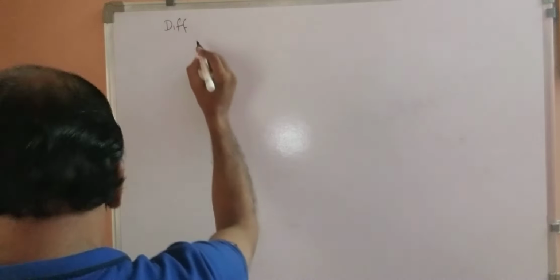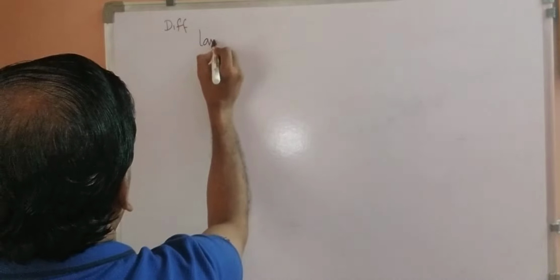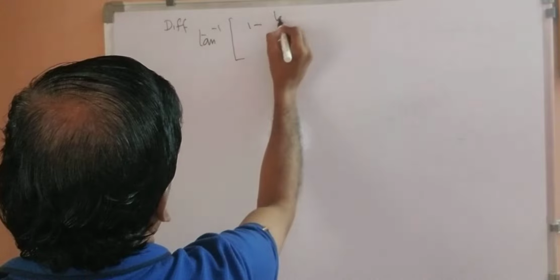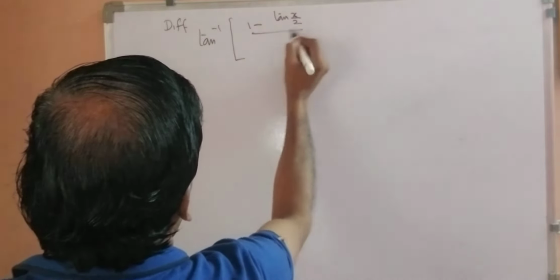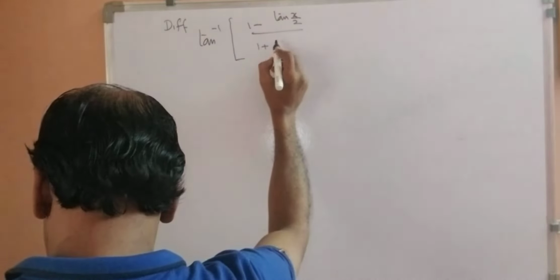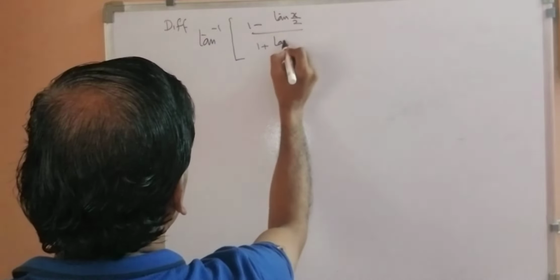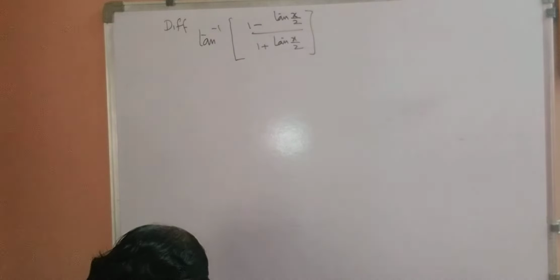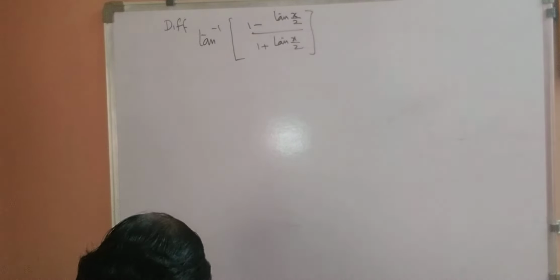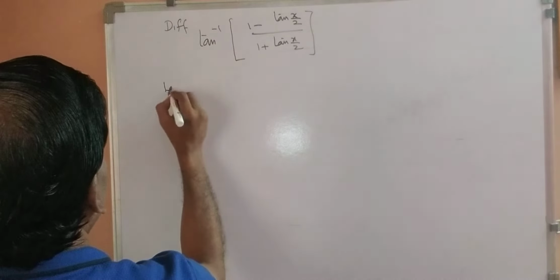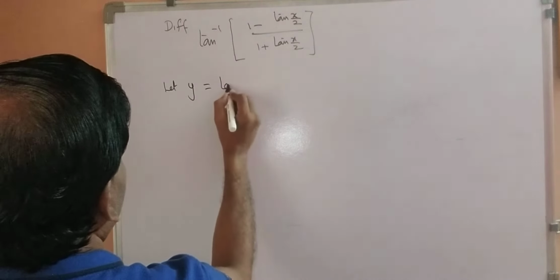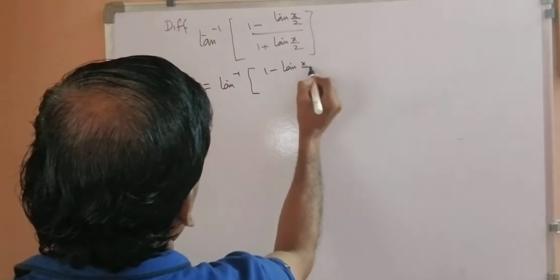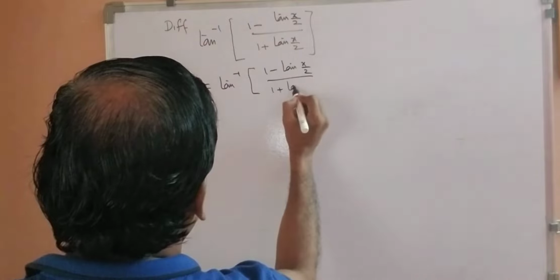Differentiate tan inverse of (1 minus tan x by 2) upon (1 plus tan x by 2). As usual, let y equal to tan inverse of (1 minus tan x by 2) upon (1 plus tan x by 2).